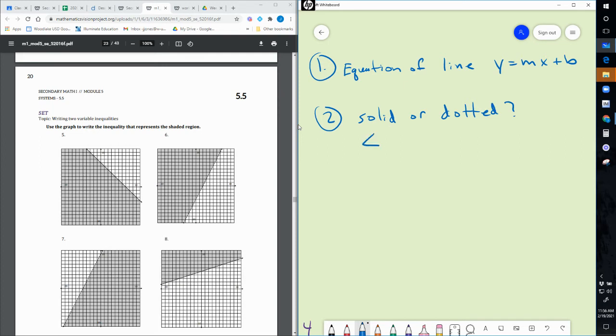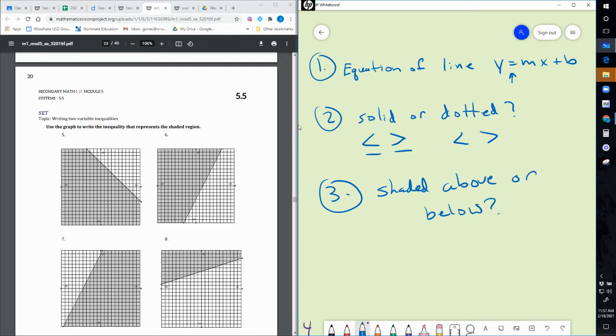Remember, solid is going to look like this, and dotted is going to be like that, right? Whenever you put one of these in your equation instead of the equal sign, you also have to know which way it's shaded. Shaded above or below, right? Remember, if it's less than, you shade below. If it's greater than, shade above.